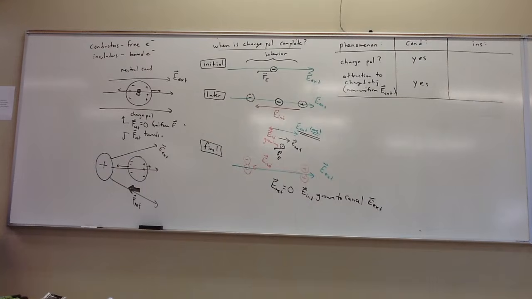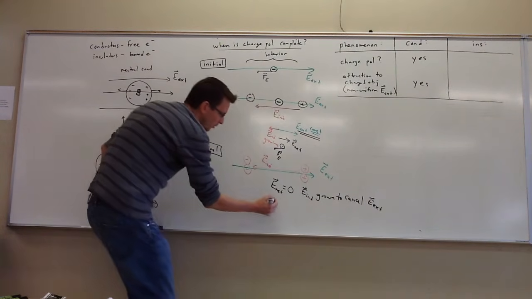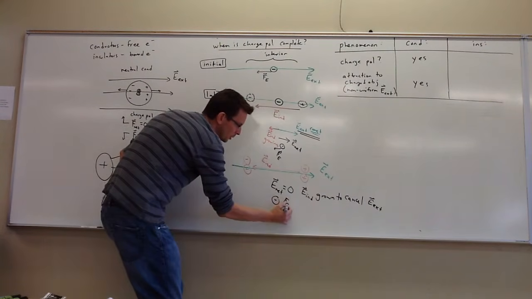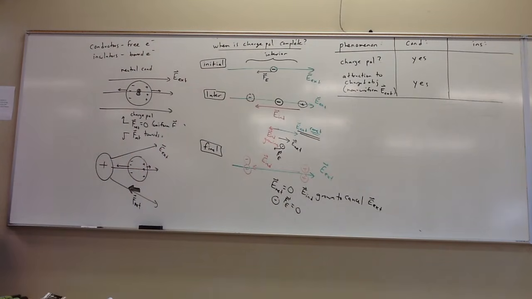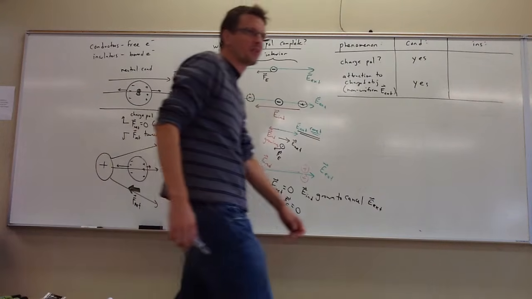And if the net electric field is now 0 in the interior, what will be the force on the next electron? 0. So the force is 0 now. So that electron will stay put. Enough have gone. So that is the end of the charge polarization.